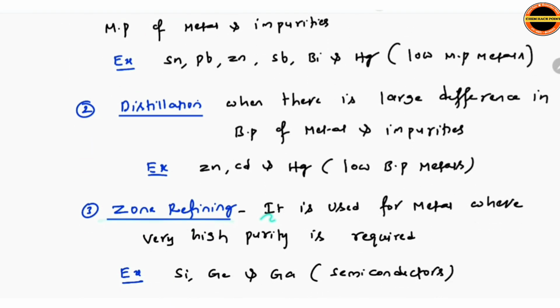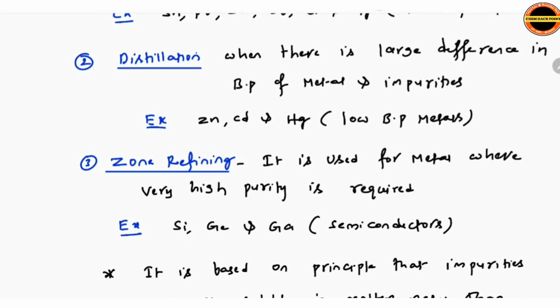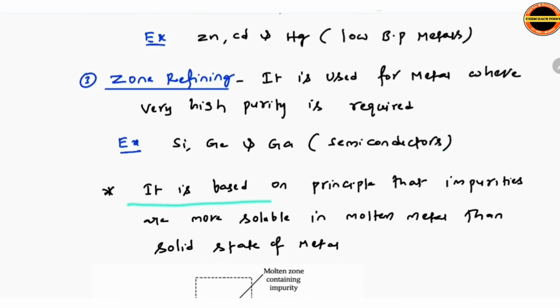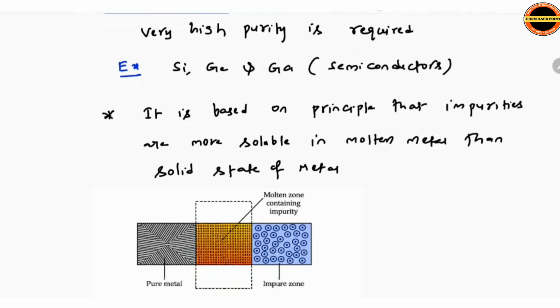Zone refining is used for metals where high purity is required, like silicon, germanium, gallium, semiconductors. Where we need high purity metal, we use zone refining. It is based on the principle that impurities are more soluble in the molten metal than in the solid state of the metal. For example, see here.